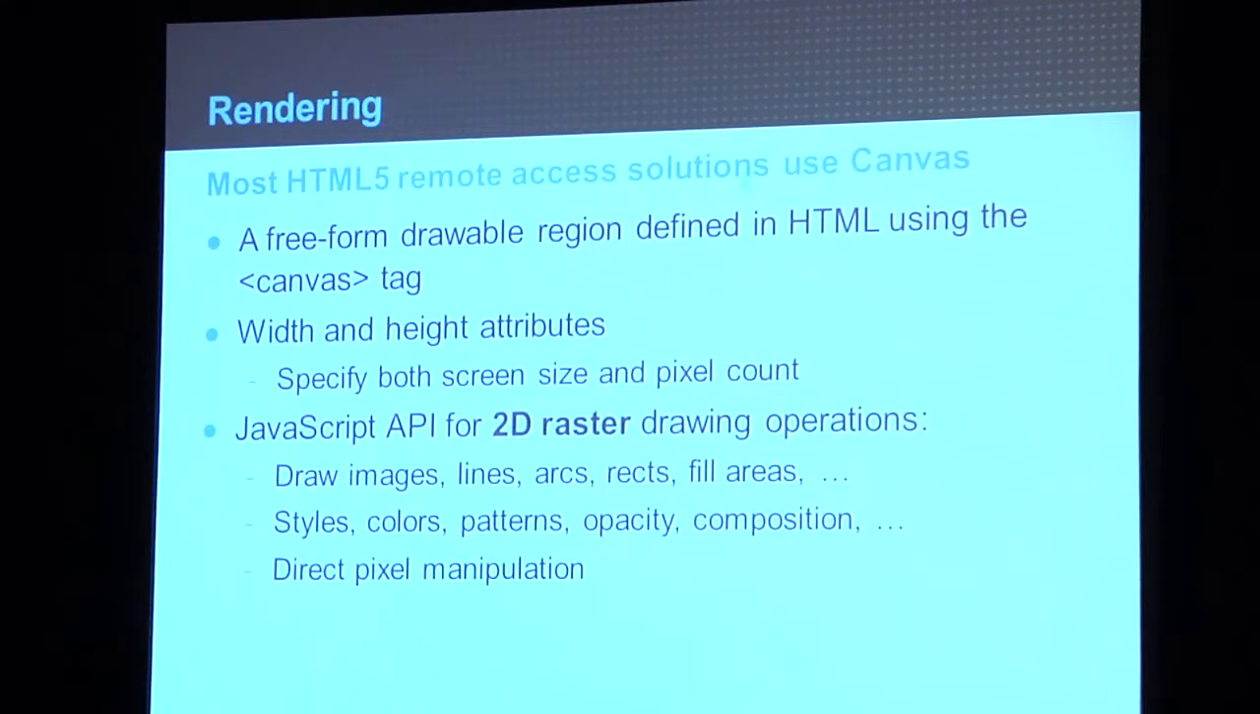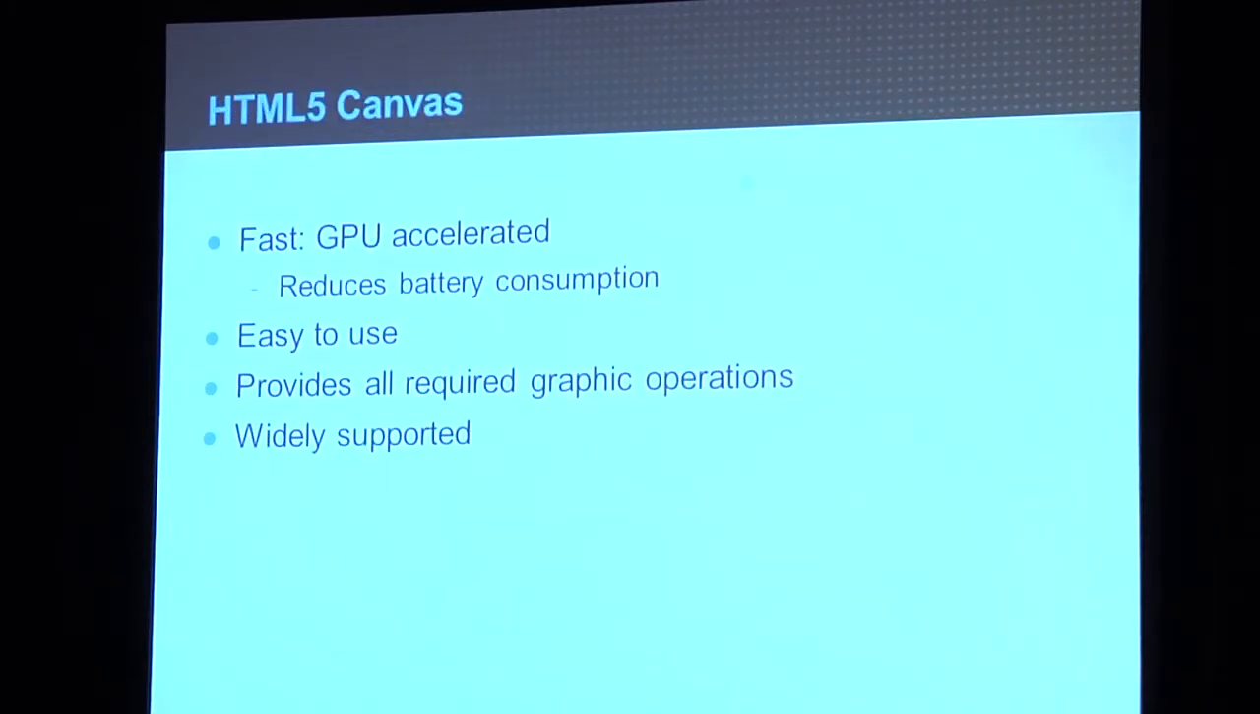Basically, you can do whatever you want in terms of drawing inside that area using these JavaScript APIs, like you would use, I don't know, GDI to draw stuff in a window in Windows. You have APIs for drawing images, lines, arcs, rectangles, whatever. You can specify styles and colors, and you have the ability to also do direct pixel manipulation. So you can actually read specific pixels, apply any type of formula to them, and write them back or whatever.